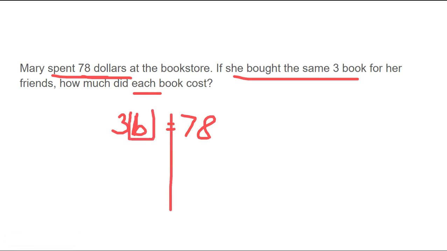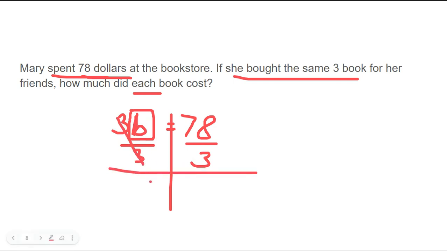Draw my river, box in my variable. I'm already multiplying by 3, so I'm going to divide by 3. This right here would technically give me 1, because it's my variable, there's always an invisible 1 in front of it. So this is going to give me, I'm not big brain enough to do this in my head, 26. So 78 divided by 3. So each of those books cost $26.